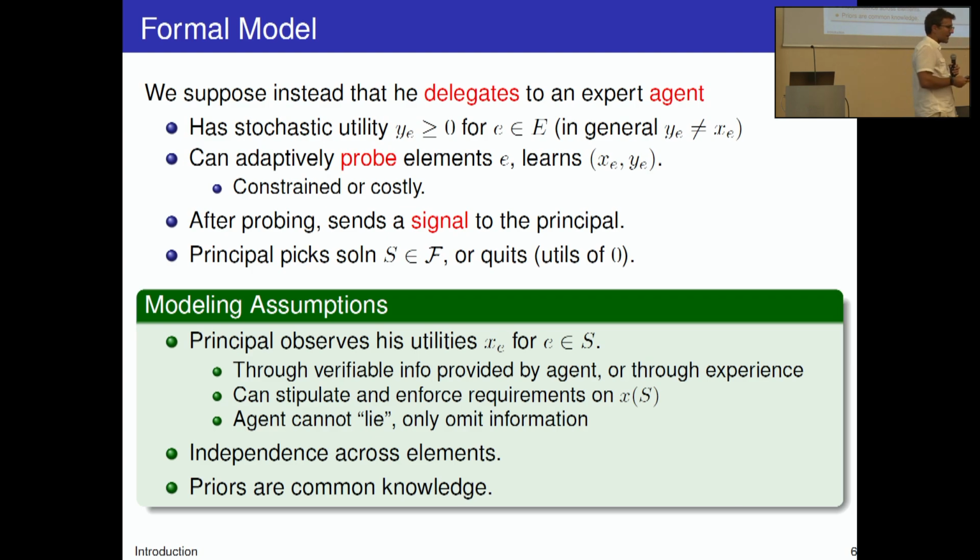Two other assumptions I'm going to make are pretty standard. I'm going to assume the elements are independent. That's an assumption, obviously. It's not a trivial assumption, but we're going to need it to get some results. It's interesting to relax it, obviously. And then I'm going to assume that the priors are common knowledge.